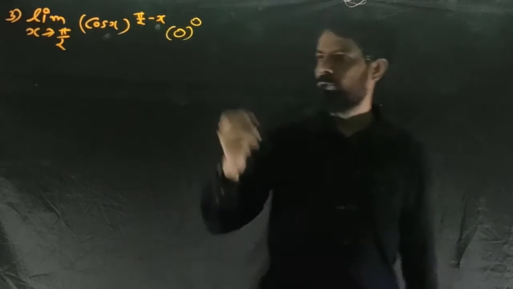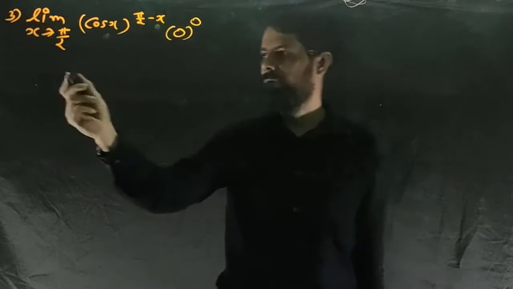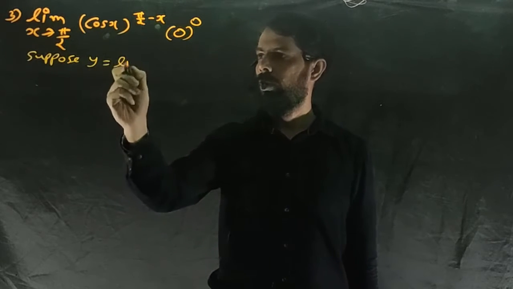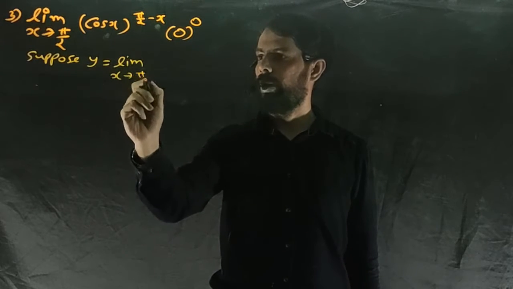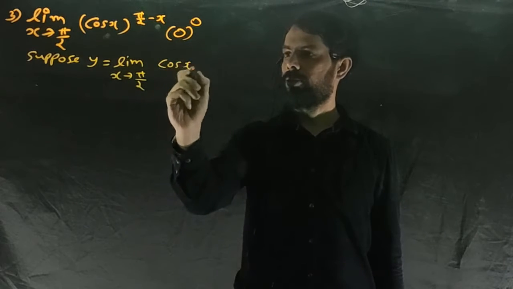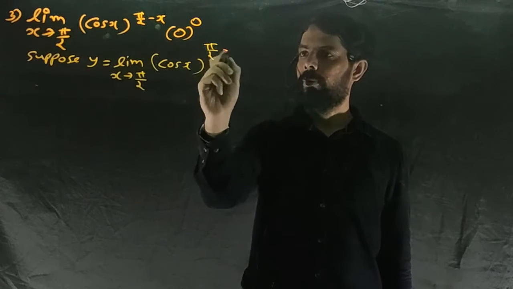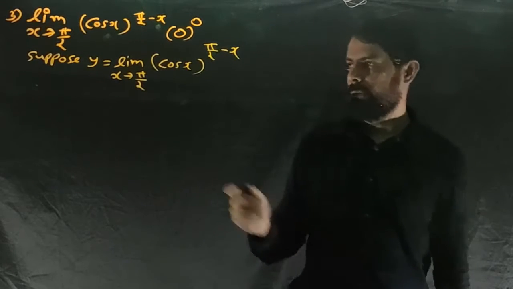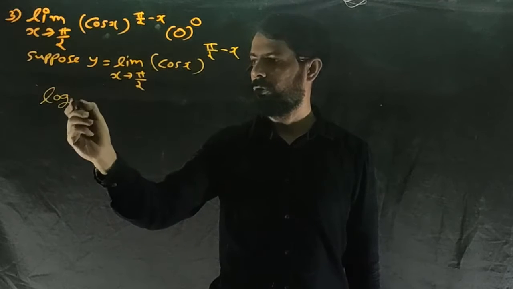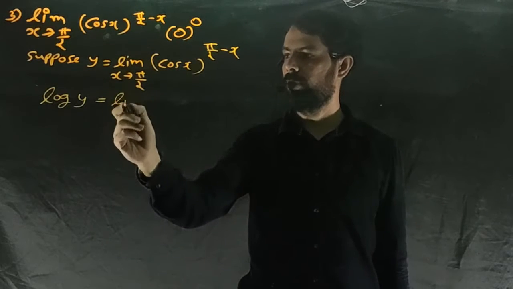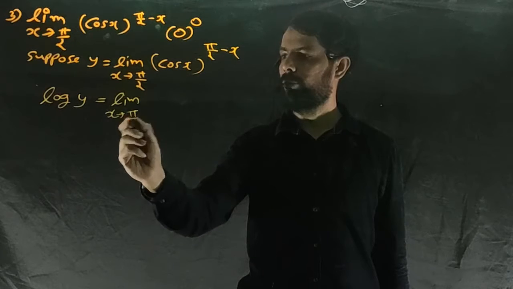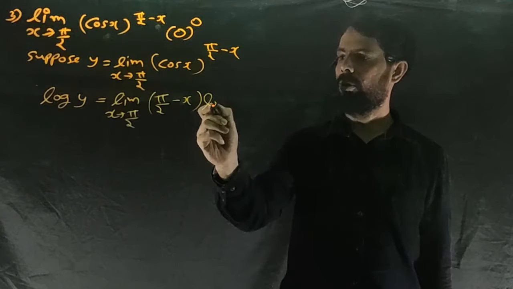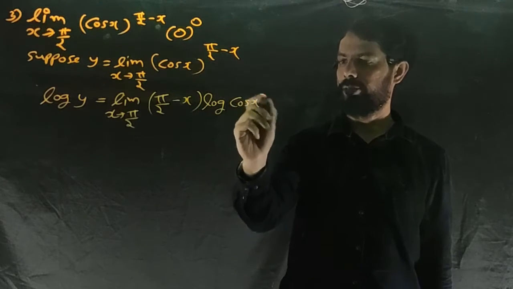So how to solve 0 raised to 0 form? For that we will suppose y is equal to limit x tends to pi by 2, (cos x) whole raised to (pi by 2 minus x). Now taking logarithm both sides, it will be log y is equal to limit x tends to pi by 2, then this power will come over here, (pi by 2 minus x) log of cos x.